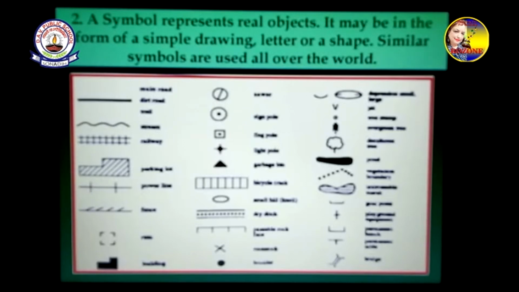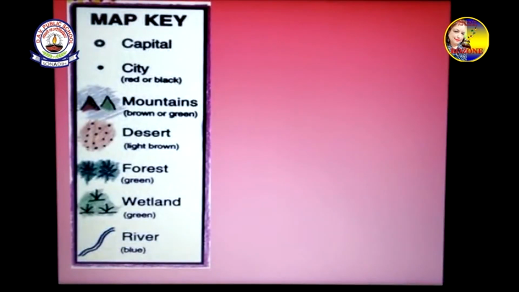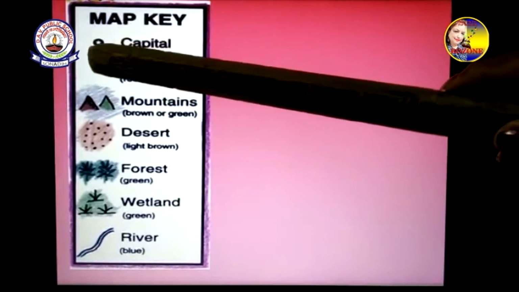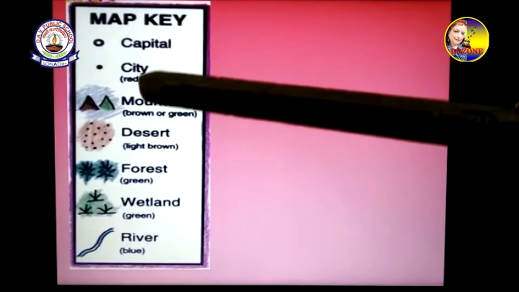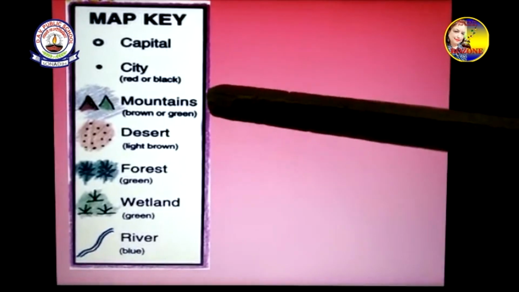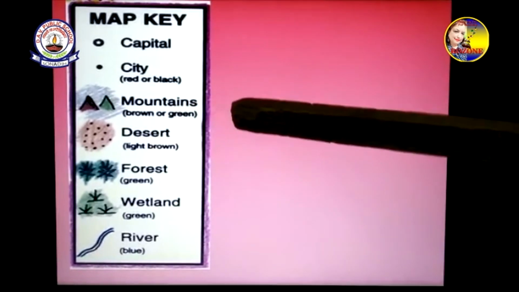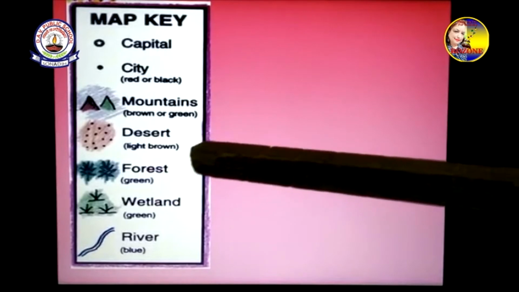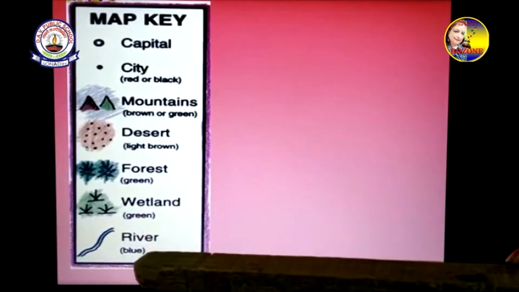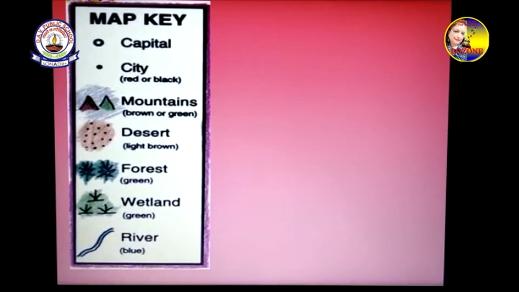As I told you just now, similar symbols are used all over the world. This is in the map. You will find every map has a key, and you see this means capital, this means city. It might be red or black color, the mountains brown or green, desert light brown, forest green, wetland where it is very wet, and then river in blue.